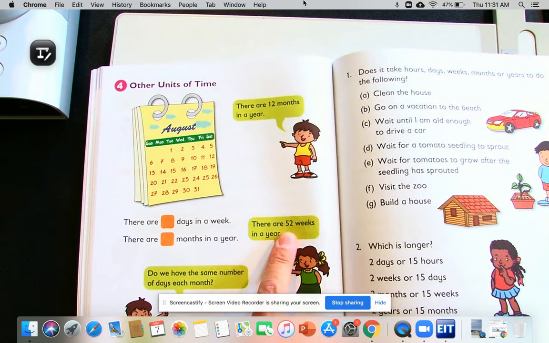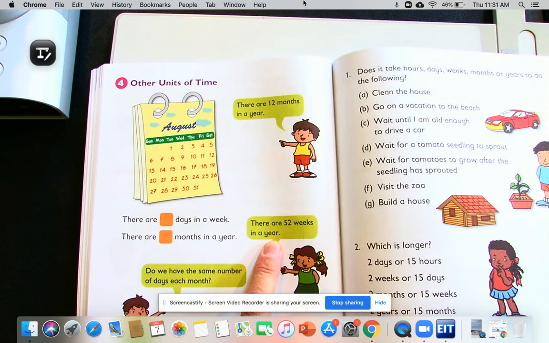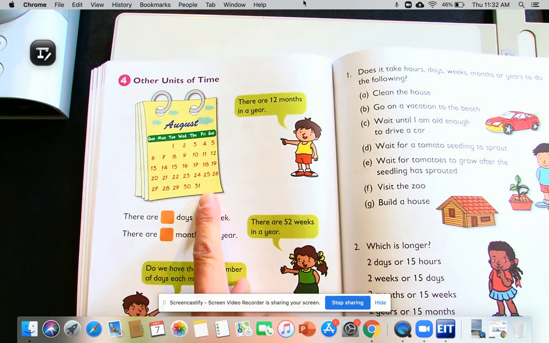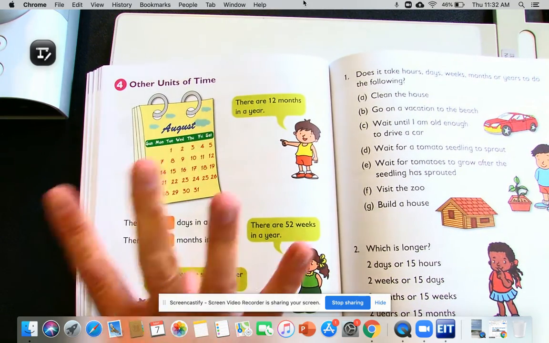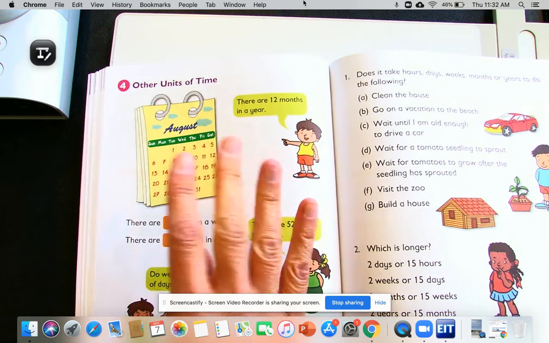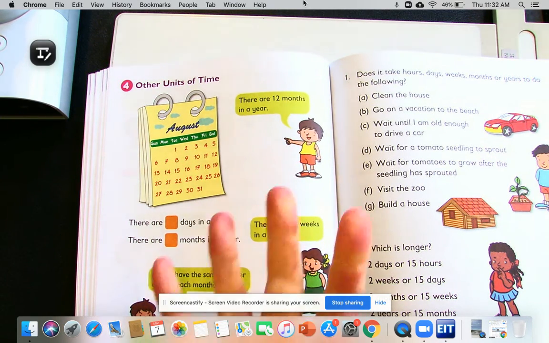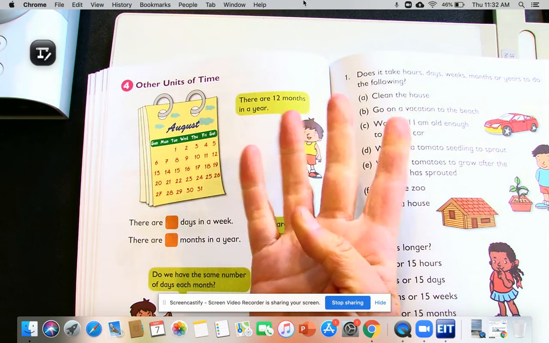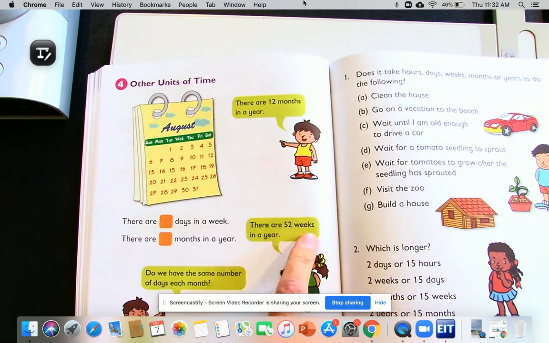There are 52 weeks in a year. 52 weeks. So, like I mentioned, in every month, there's usually about 4.5 or 5 weeks. Because a lot of times we think, oh, there's 4 weeks in a month. But if there were just 4 weeks in a month, what's 4 times 12? 4 times 12 would be 48. But there are actually 52 weeks in a year.